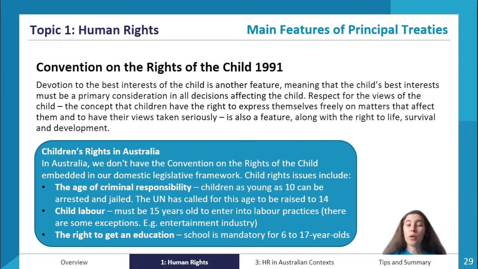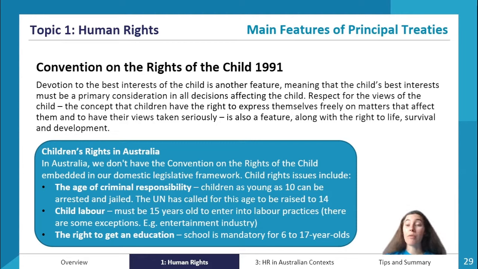So, respect for the views of the child. So, this is the idea that children have the right to express themselves freely on matters that affect them and to have their views taken seriously. So, yes, they are children. They haven't reached that 18-year mark, but they still have opinions. They still have the right to express those views, and to not be treated as lesser than, or to not be treated as though those opinions that they have aren't valuable.